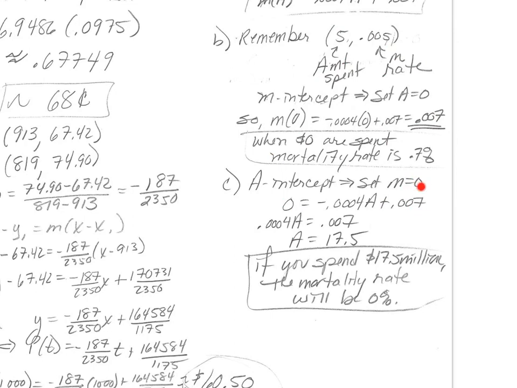So if you want the mortality rate to be 0, how much money do you have to spend? That's what you found when you found this guy. So if you spend 17.5 million on the awareness campaign, the mortality rate will be 0%, which was the intercept we were looking for.